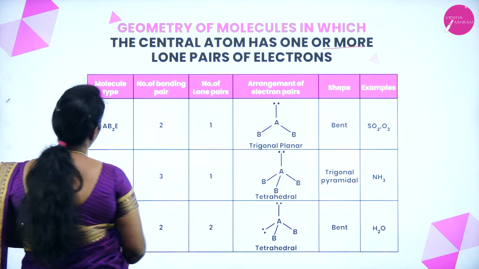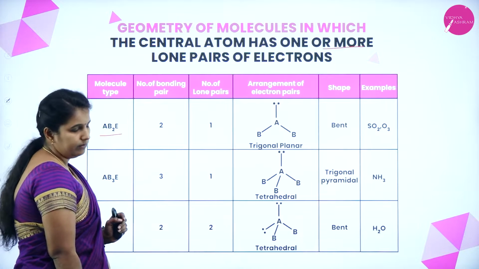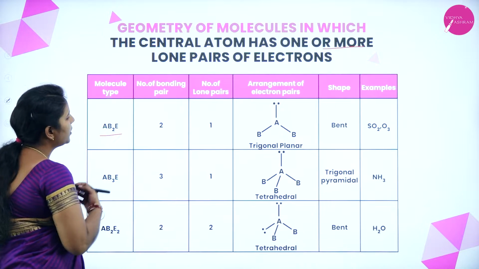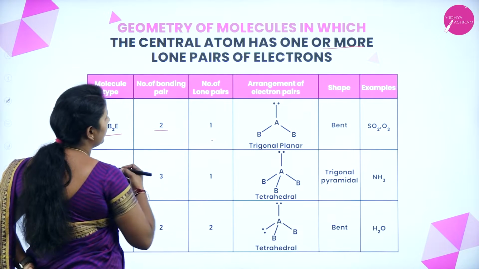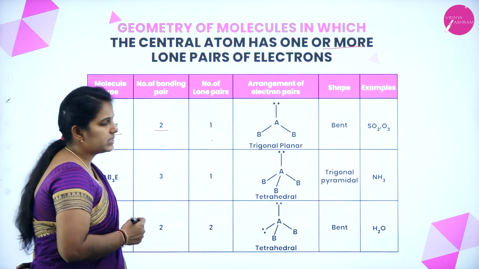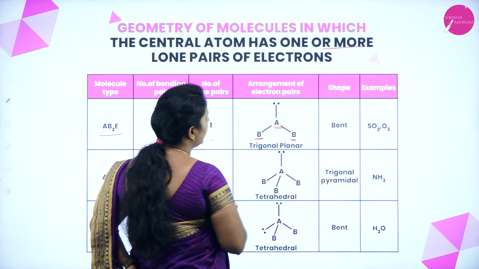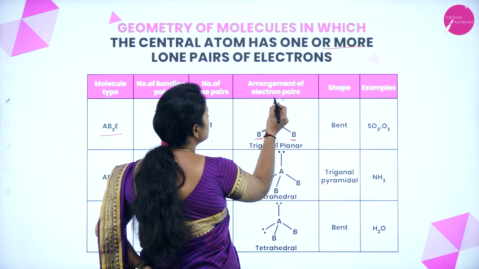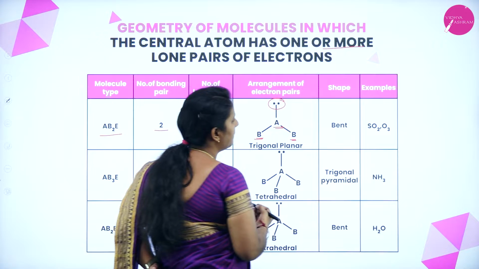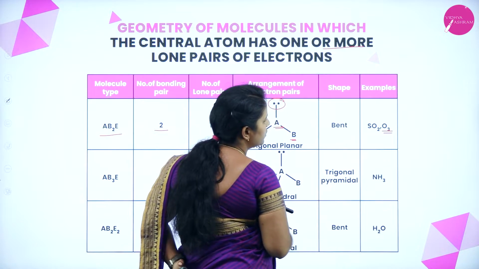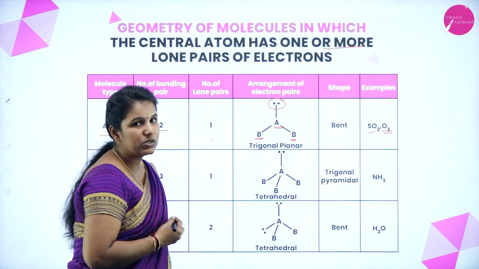Let us see now. First I'll go with the molecule type AB2E. Here the number of bonding pairs of electrons is 2 and the number of lone pairs of electrons is 1. You can see that this is a central metal atom having 2 bonding pairs of electrons and 1 lone pair of electrons. The best examples are ozone and SO2.